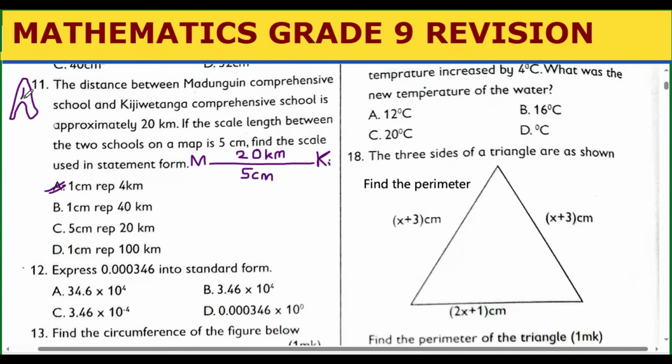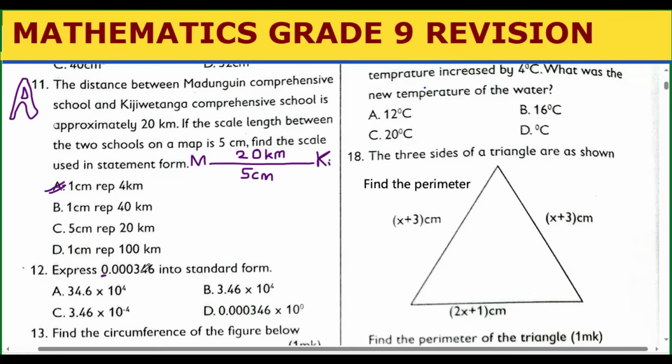Number 12. Express this number in standard form. Standard form. So let me give you a hint. When the number given is between 1 and 9, it means that number is already in standard form, so the power must be 10 power 0. But when the number is less than 1, look at this number after the decimal here, like this one, 0.00034. This number is less than 1.